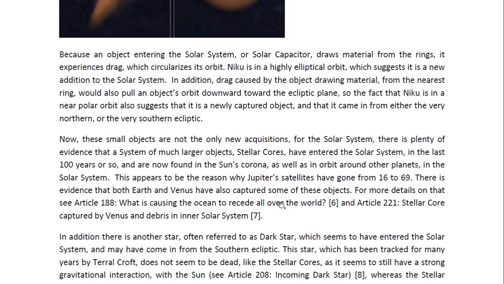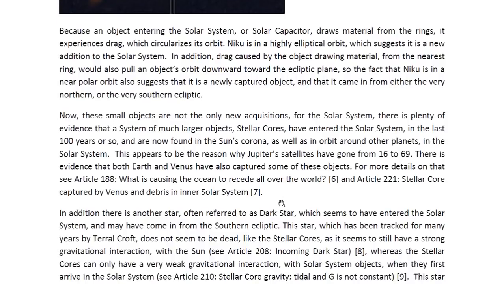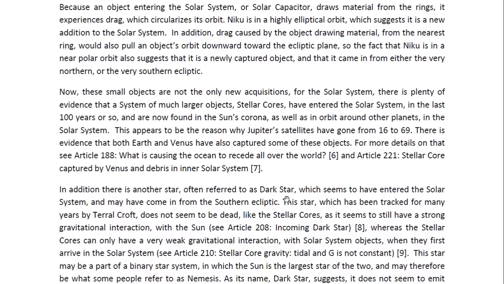Now, these small objects are not the only new acquisitions for the solar system. There is plenty of evidence that a system of much larger objects, stellar cores, have entered the solar system in the last 100 years or so, and are now found in the sun's corona as well as in orbit around other planets in the solar system. This appears to be the reason why Jupiter's satellites have gone from 16 to 69. There is evidence that both Earth and Venus have also captured some of these objects.